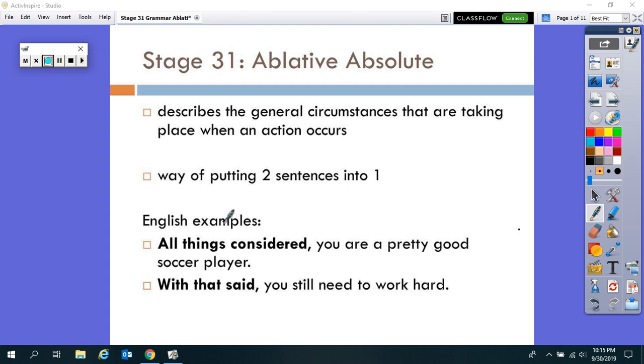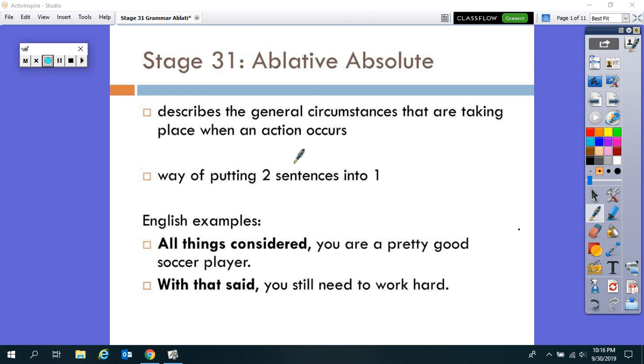Let's take a look at these English examples, some of which we covered in class earlier. So, all things considered, you are a pretty good soccer player. With that said, you still need to work hard. If you'll notice, these words in boldface are a sort of English absolute. These are things that can be taken out of the sentence, and the rest of the sentence would make sense, of course, but they do provide some additional circumstances or sometimes even a time frame for another action that's occurring.